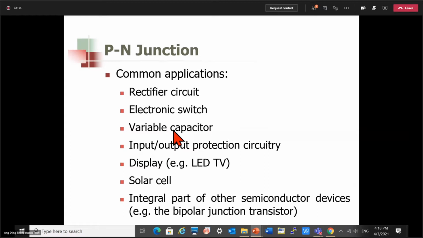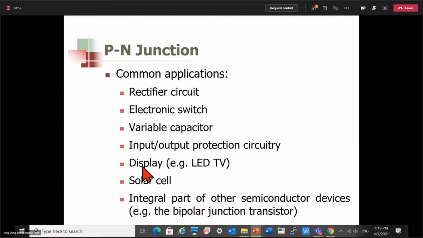Variable capacitor, I don't think I have a slide on that. We might be able to better appreciate how a PN junction diode can function as a variable capacitor later on after we cover the chapter on capacitance. Diodes are also used in input-output protection circuitry of microchips.